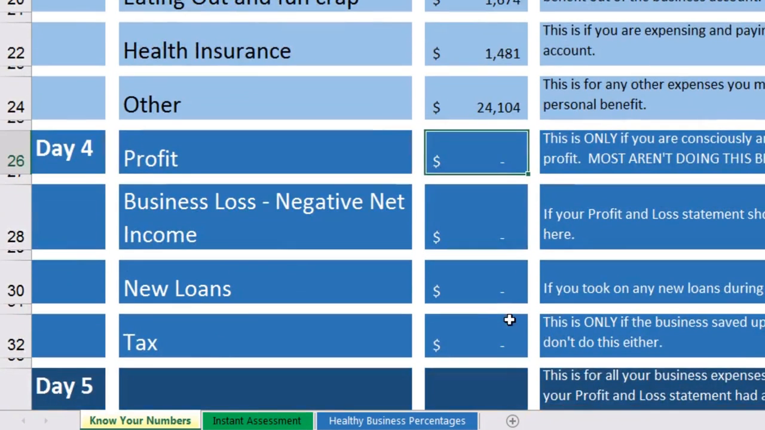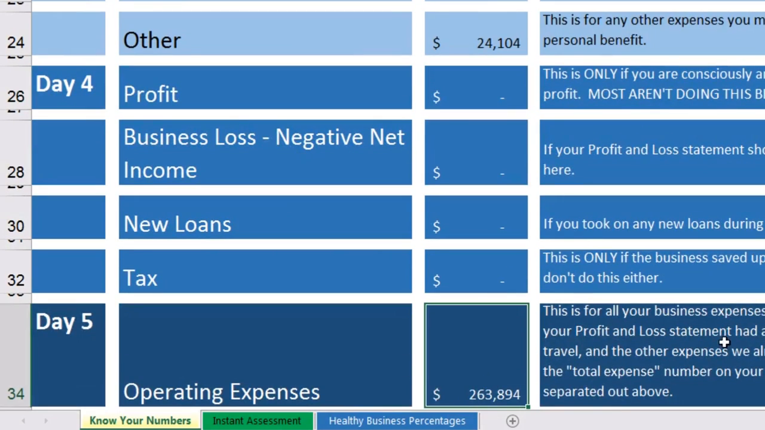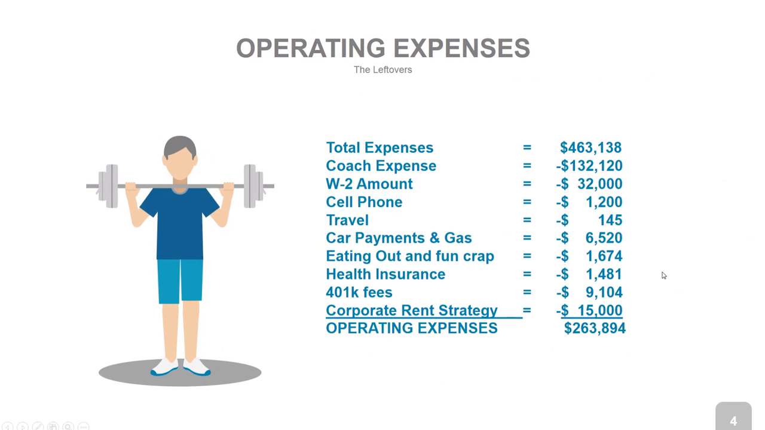I'm just going in order. Our day 4 numbers, we don't have any here in our example. If you do, chances are they are not part of total expenses, so you really probably wouldn't worry about them. And now after all that is said and done, the number that I enter in is $263,894. Remember, I started with $463,138, and then I had to take out all of these other numbers because I had already included them. We cannot double count.